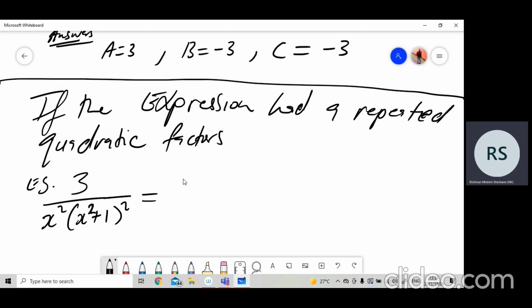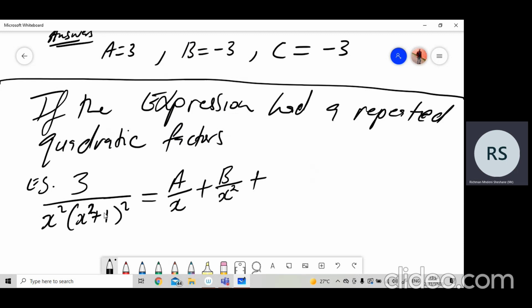So when we have a repeated linear, we have a constant over that linear to the power of 1, plus another constant, which is b, over that linear to the power of 2, and then you stop when this linear is to the power of the same number. And go to the quadratic.